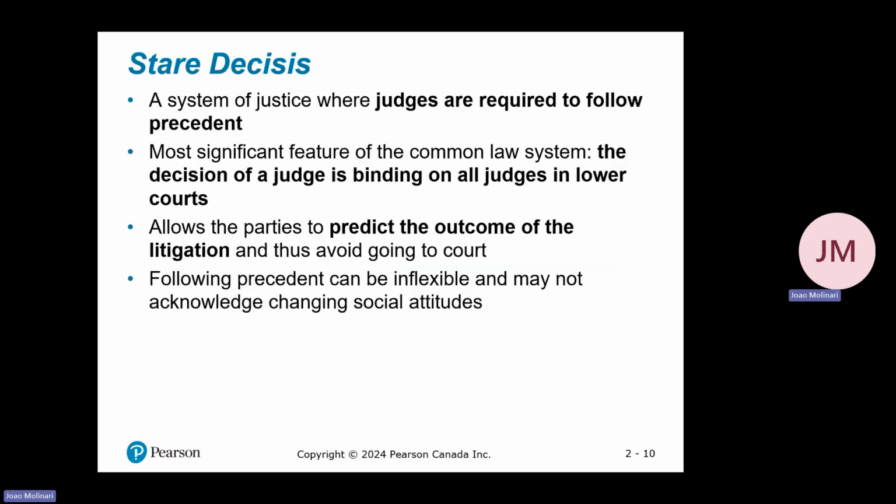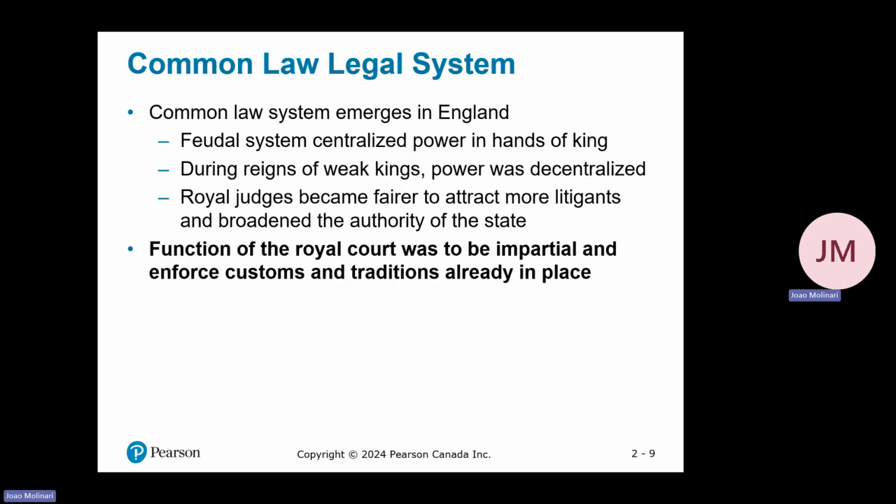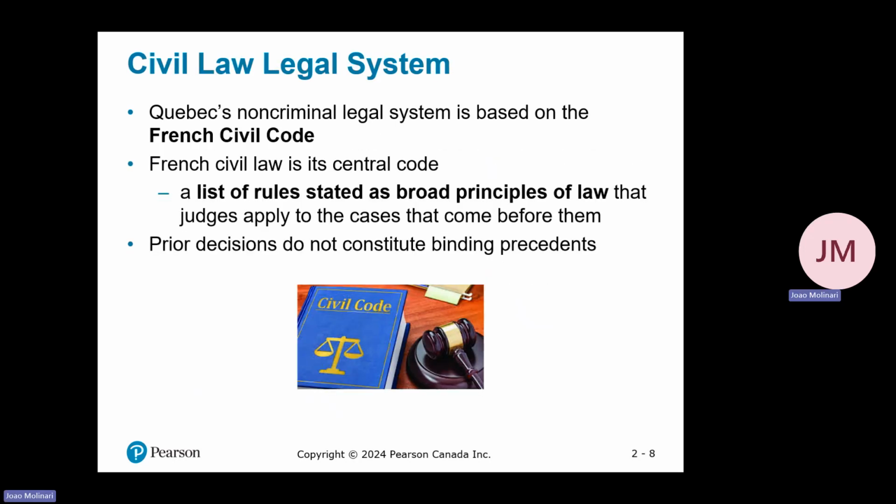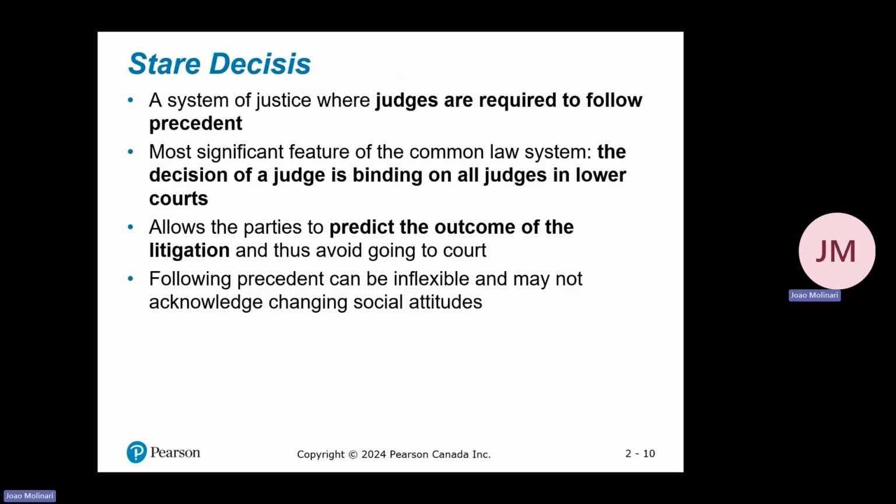Now, as I have in here, the concept of stare decisis, this is a Latin expression, says that judges are required, they have to follow precedent. What is precedent? Precedent is a past decision, past case law. Okay? So, in the civil law legal system, judges will look at the civil code and will interpret the law that is written in the civil code. Whereas in the common law legal system, they are required to follow some decisions, not all.